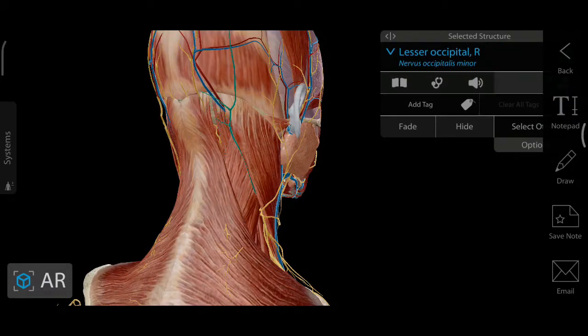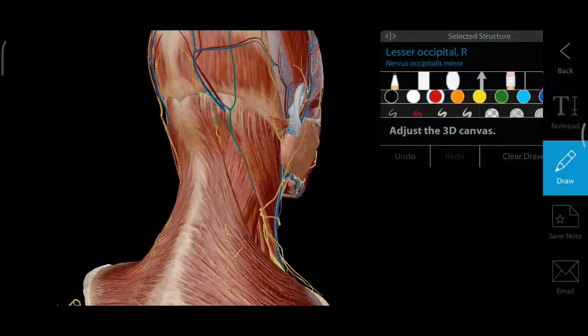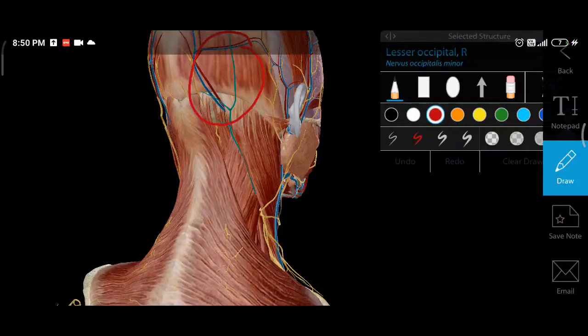So guys, this nerve is the lesser occipital nerve. It innervates the skin on the upper 1/3 of the cranial surface of the auricle. In simple words, it innervates this area. It innervates the skin of this area.